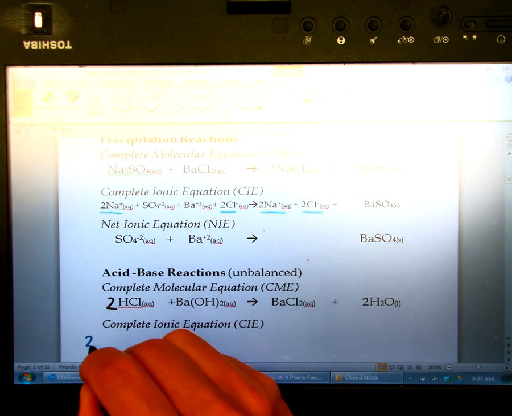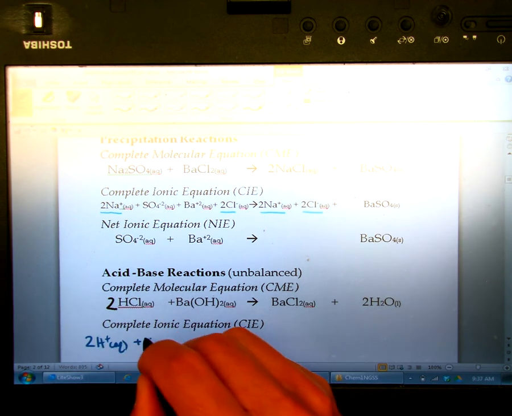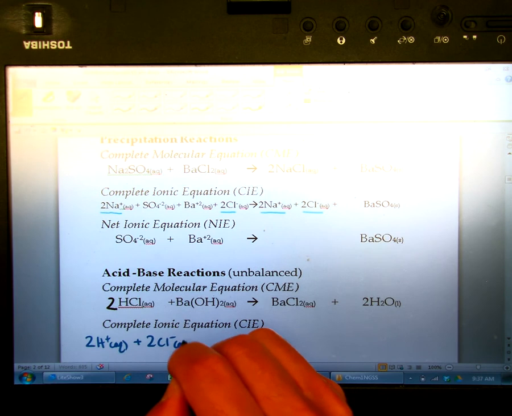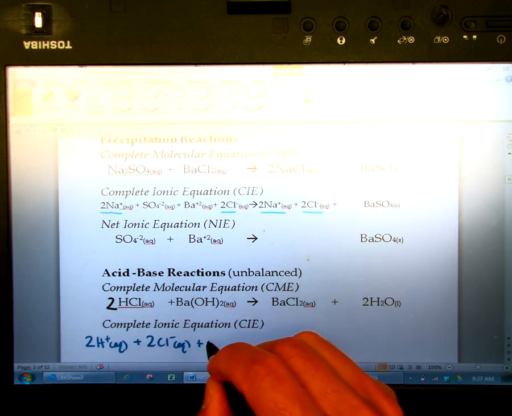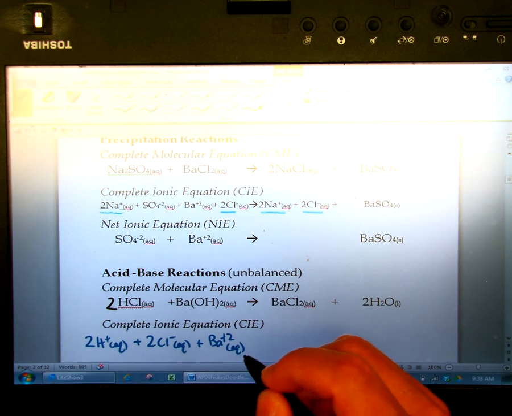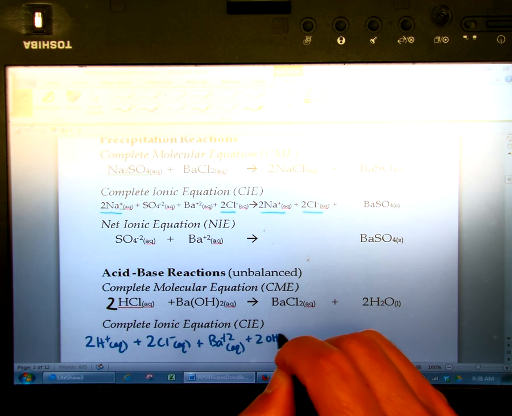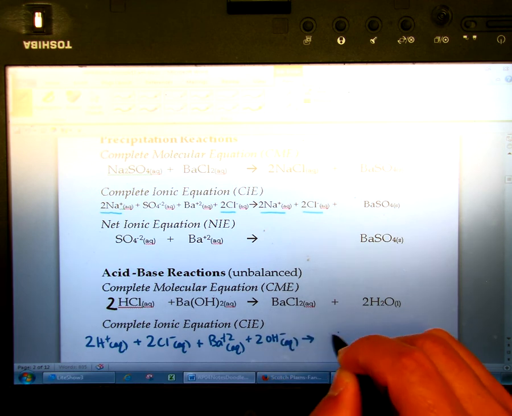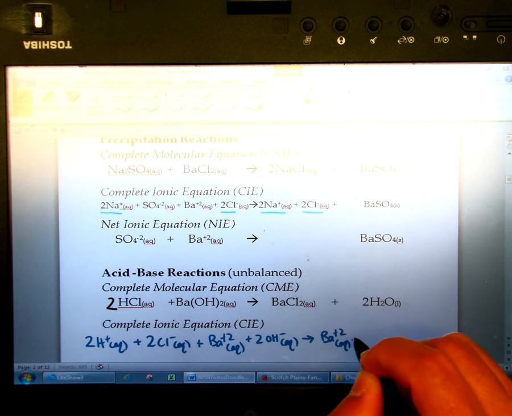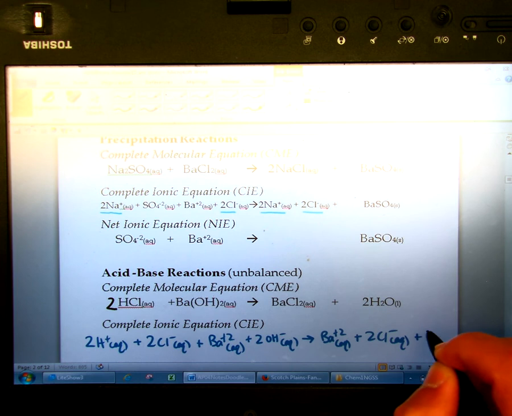So you're going to have 2 H pluses, aqueous, for the complete ionic equation. And you're going to have 2 chloride ions. And then you're going to have 1 barium ion. And then you're going to have 2 hydroxide ions. On the right side, you're going to break up the barium chloride because that, again, will dissolve into ions, dissociate. And you get 2 water liquids.